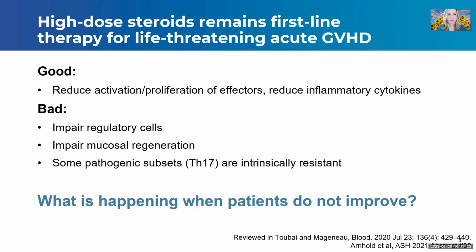High-dose steroids remain the first-line therapy for life-threatening acute graft versus host disease. There is an obvious benefit to these. Glucocorticoids reduce activation and proliferation of effectors and reduce inflammatory cytokines, and completely resolve acute GVHD in some patients. But there are many downsides to high-dose glucocorticoids. They impair the function of regulatory cells, they impair mucosal regeneration, and some T cell subsets that could be pathogenic in GVHD, such as Th17 cells, are intrinsically resistant. So the paradigm may be shifting.